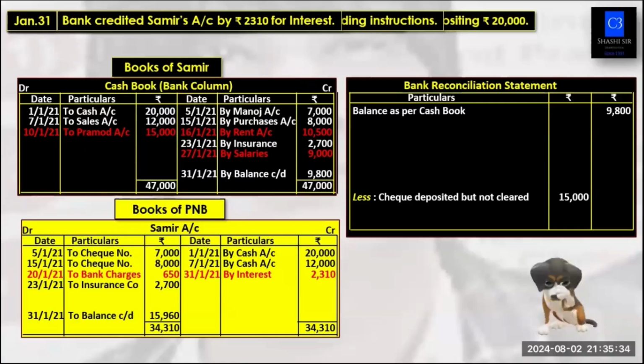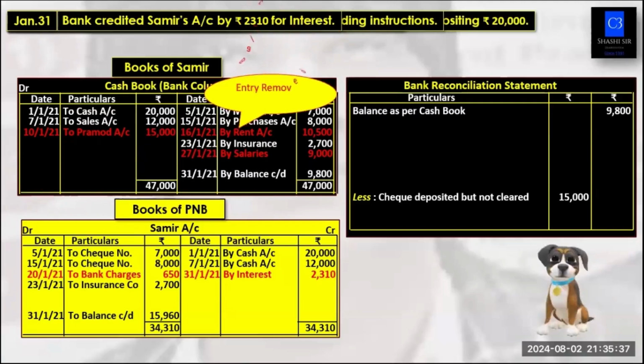Again, let's see this transaction. Buy rent. This entry is also not present on the debit side of the passbook, but it is present in cash book. Again, to make these two books similar, making these two books similar means we are trying to arrive at the balance shown by the passbook, but starting the BRS by taking the balance shown by cash book.